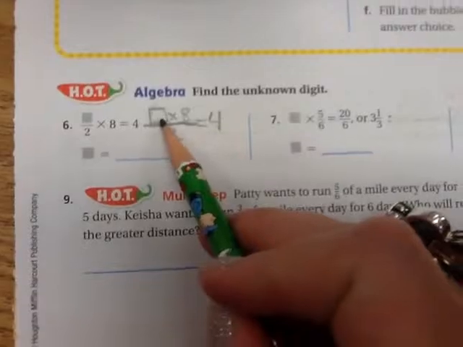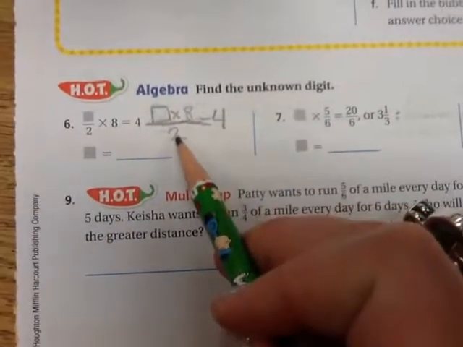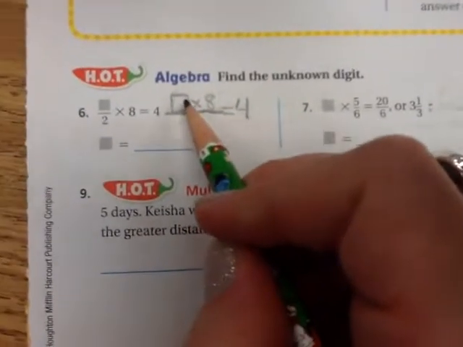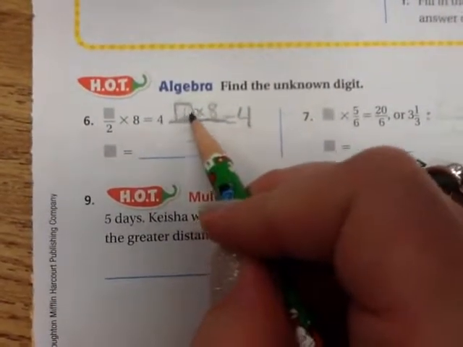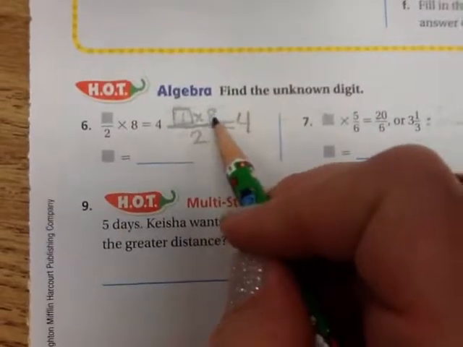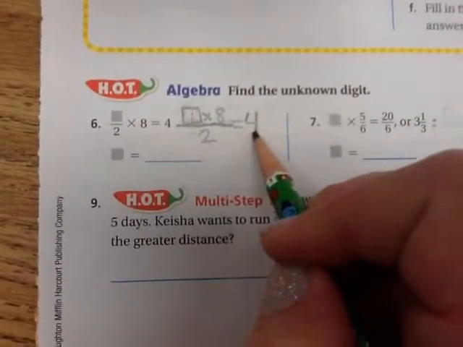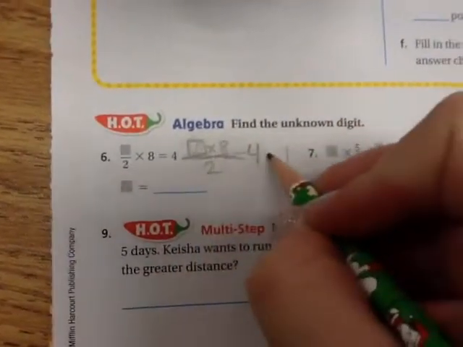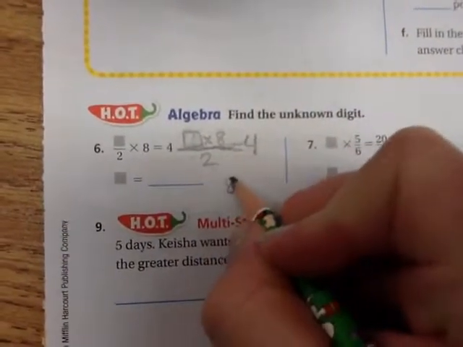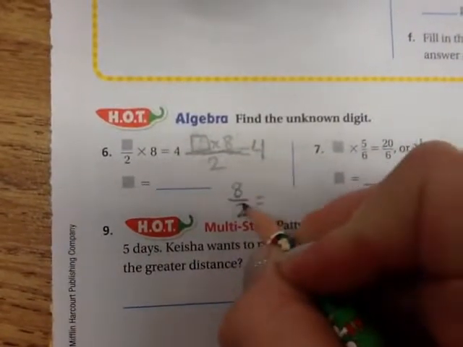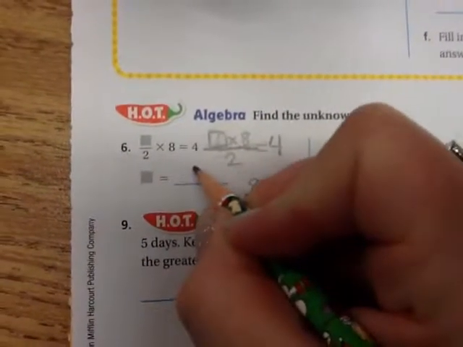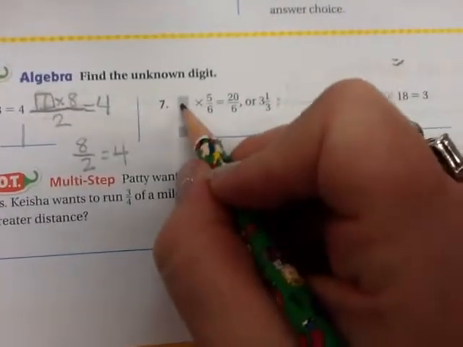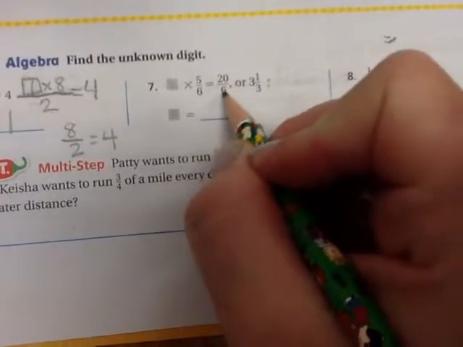Okay, so we're going to look at this again. What times 8 divided by 2 is 4? Well, let's just try with 1. What is 1 times 8? 1 times 8 is 8. 8 divided by 2, is that 4? I guess that does work, doesn't it? 1 times 8 is 8 over 2, or 8 divided by 2 is 4. So your box is worth 1.